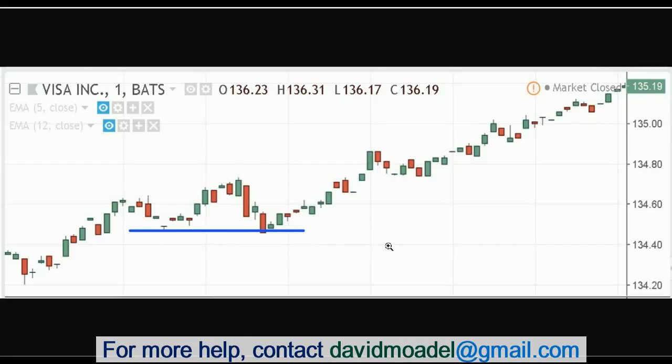So don't let the market head fake you. Be patient. Wait for confirmation that it really is a breakdown or breakout. Check for the head fakes and see where it's really going.